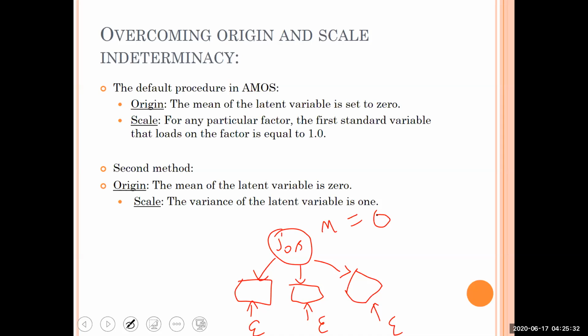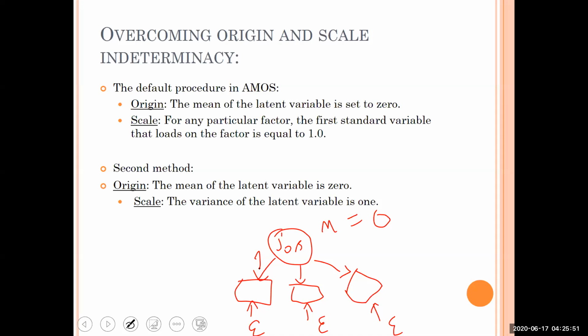And then to set the scale, we set 1 factor loading to 1, which means we don't estimate that factor loading, it's fixed. Therefore, instead of having 7 parameters to be estimated, we have only 6 because that factor loading is no longer estimated.